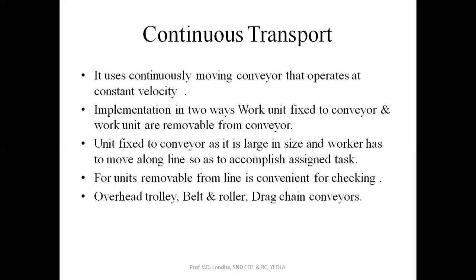What are the material handling equipments used for this continuous transport system? They are the overhead trolley conveyor system, belt and roller conveyor system, and drag and chain conveyor system. This continuous work transport system is widely used on manual assembly lines, but it is uncommon on automated lines because it does not provide accurate positioning for production on a continuously moving part. So this is regarding the continuous transport.